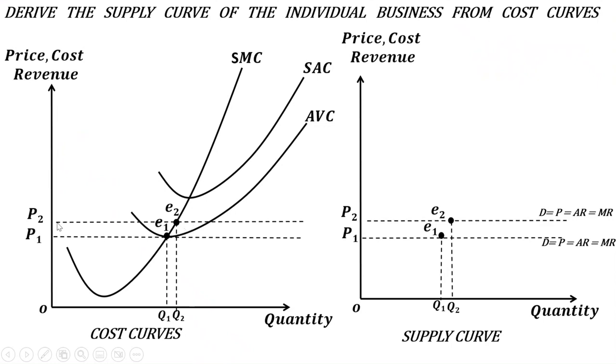If the price increases from P2 to P3, we will see equilibrium E3 is formed, point E3. And at this point, what do we see?